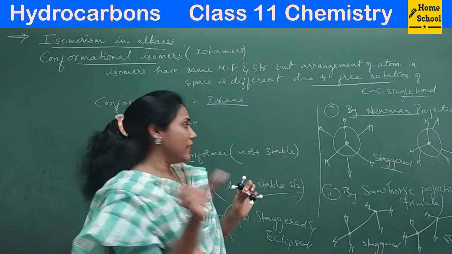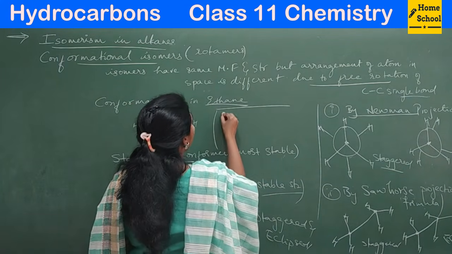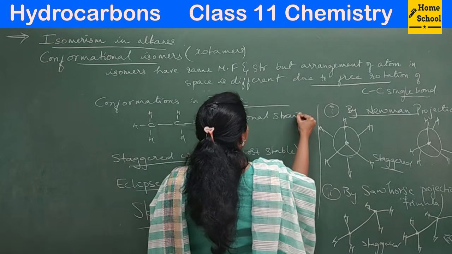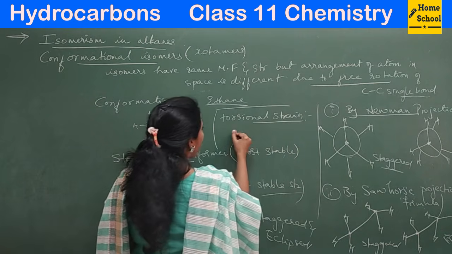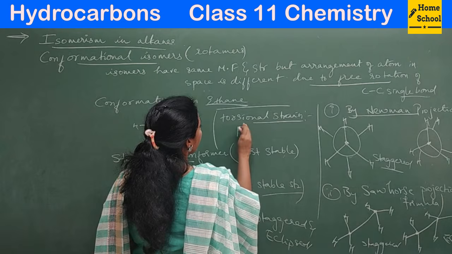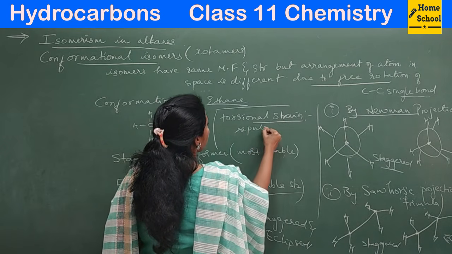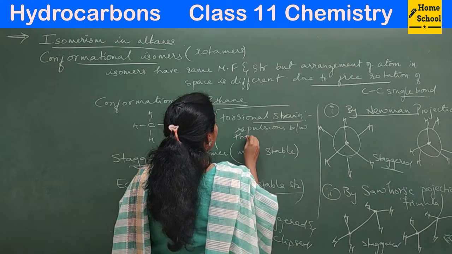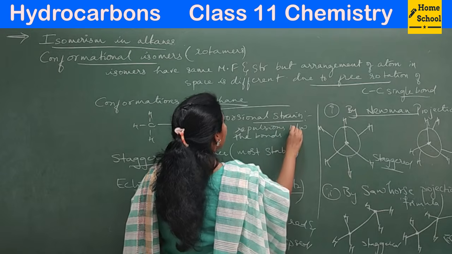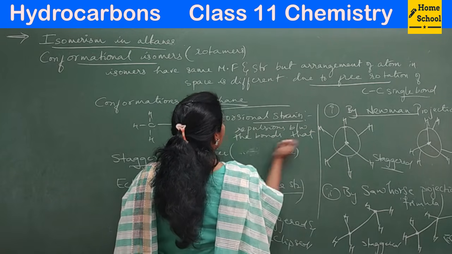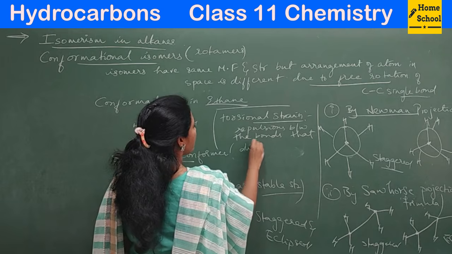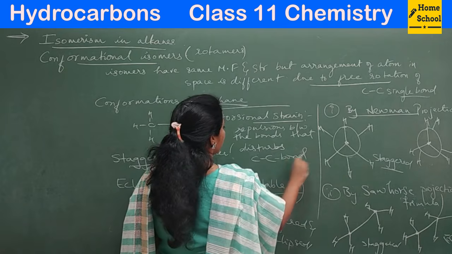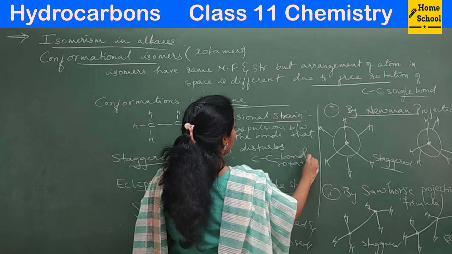Actually speaking, the C-C bond free rotation is hindered by these bond repulsions, guys, and these bond repulsions are called by the special name torsional strain. So what do you mean by torsional strain? This is nothing but repulsions between the bonds that disturb, that can hinder, the C-C bond rotation.